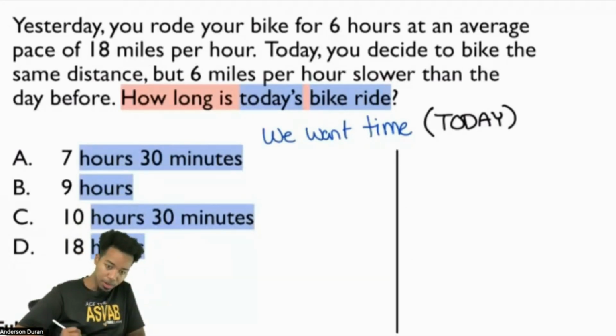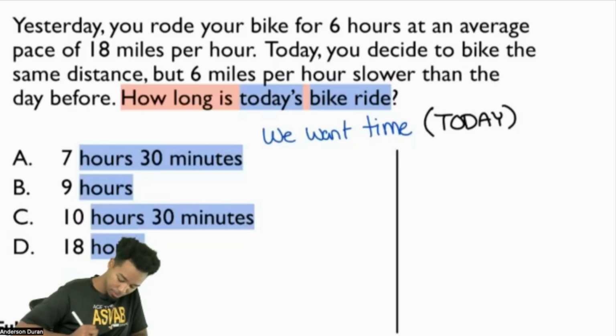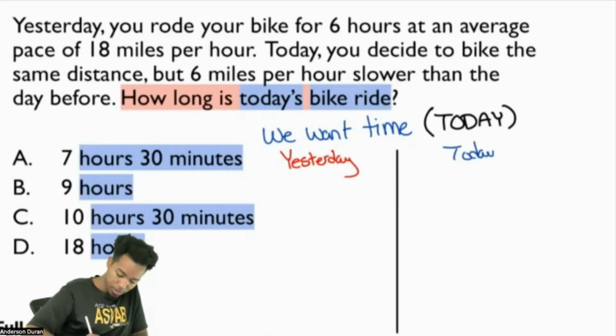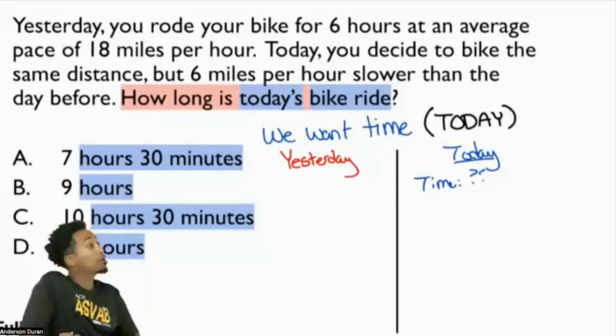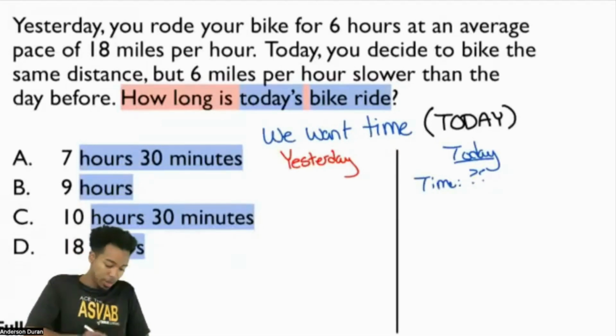And let's talk about here, yesterday. And then over here, today. And again, we want the time today. That's what we want. But I'm just going to take a look at the information and write things out nice and slow. So here we go. Yesterday, let me use my highlighter here.